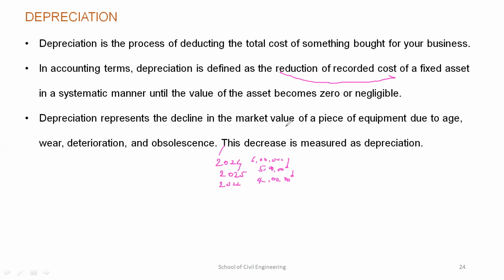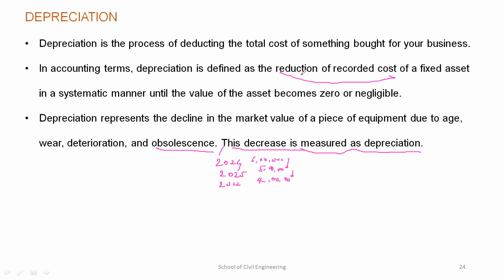We can also say that depreciation represents the decline in the market value of a piece of equipment due to its age, wear, deterioration, and obsolescence. Obsolescence means not in use. Whatever equipment you bought, when it is not in use, it becomes a loss for your company or organization. This decrease is measured as depreciation. Whatever value you invested, how it is getting decreased, that is measured as depreciation.